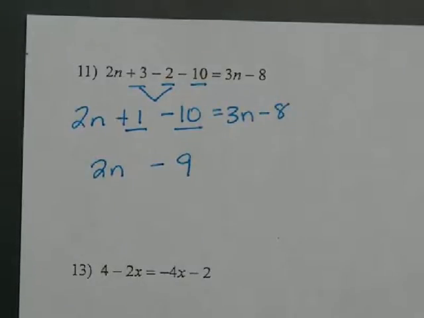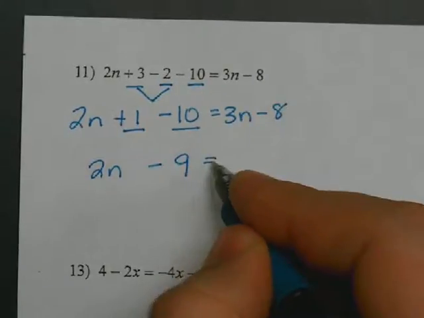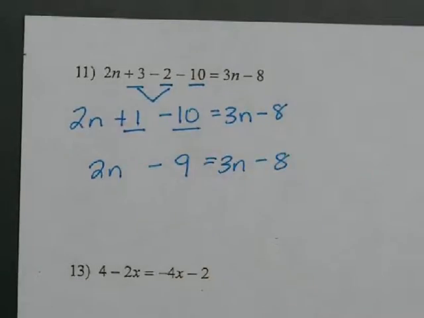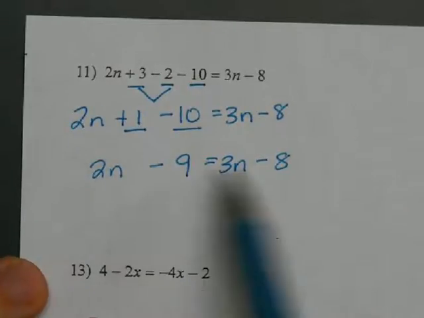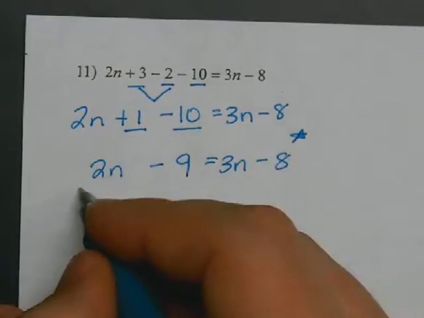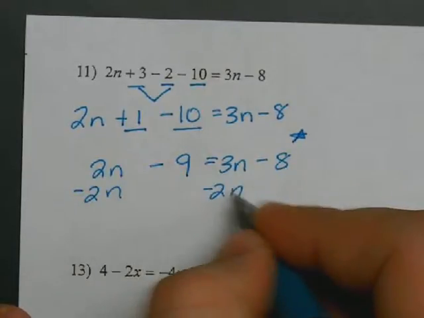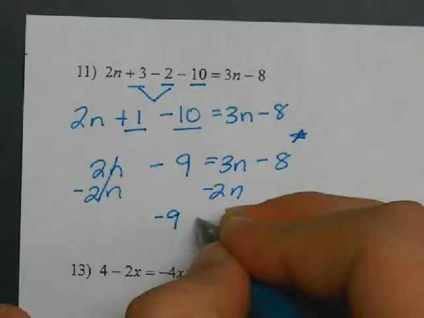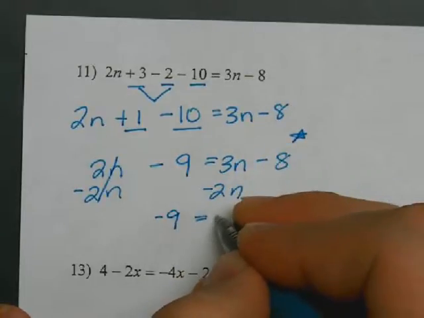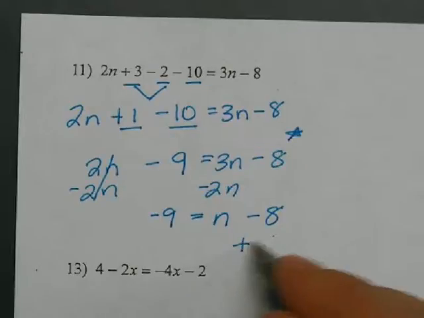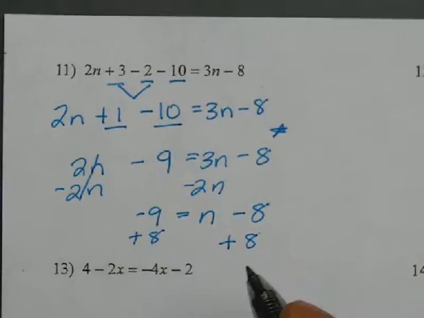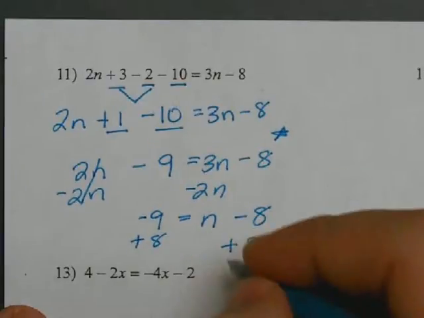So, from there, I bring down my right side, 3n minus 8, and now I have 2n minus 9 equals 3n minus 8. Now I need to get my variable to one side. I'm going to put my variable to the right side here. So that means I'm going to subtract this 2n from both sides. This cancels. I got negative 9 equals 3 minus 2 is just simply 1n. You can write a 1, but you also can just write n minus 8. And then from there, we are going to say add 8 to both sides in order to isolate the variable. And I have negative 9 plus 8, which will take me to negative 1. So n equals negative 1.